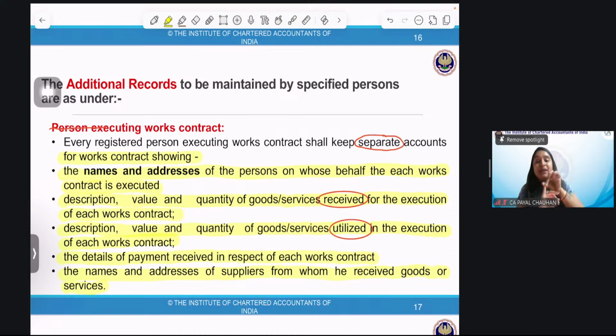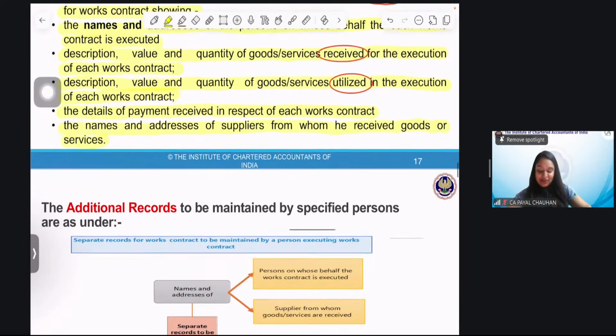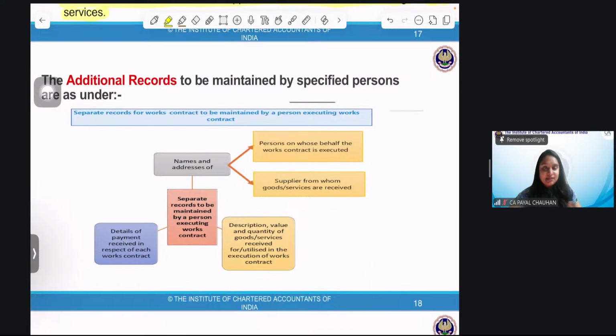Then, what is the payment I have received for the work contract? And the last, name and address of the supplier from whom I received goods and service. Did everyone understand? Okay, so we have an example, same thing, a diagrammatic presentation. We are revising it multiple times.